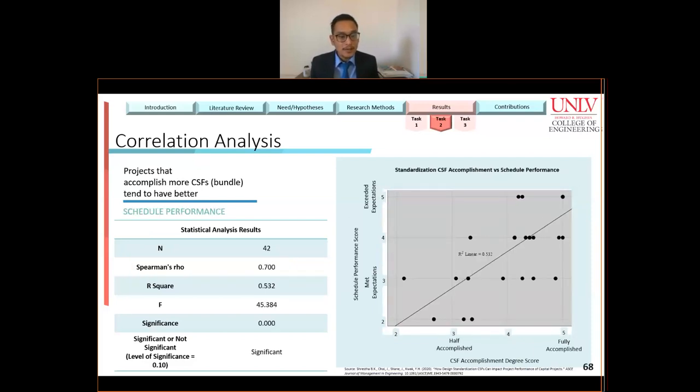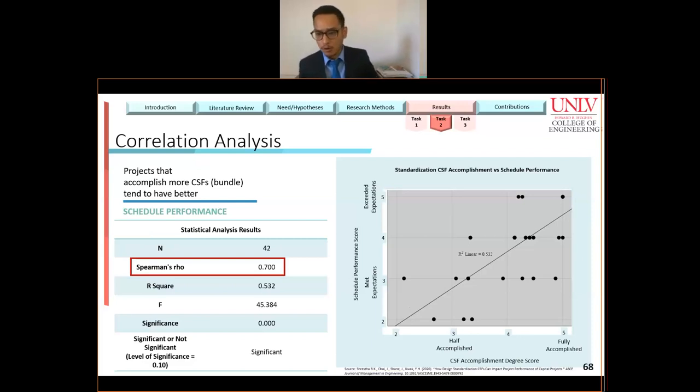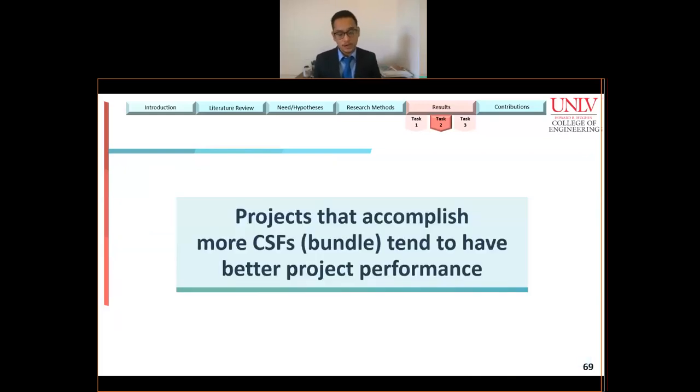Similar to the cost analysis, the correlation analysis for schedule also shows a positive correlation between accomplishment of standardization CSFs in projects and schedule performance. This means that the projects that have accomplished more standardization CSFs lean towards having a better schedule performance, and vice versa. The Spearman's rho coefficient is 0.700, which again displays a strong relationship between the two variables in question. So in conclusion, we can say that the projects that accomplish more standardization CSFs tend to have better project performance.